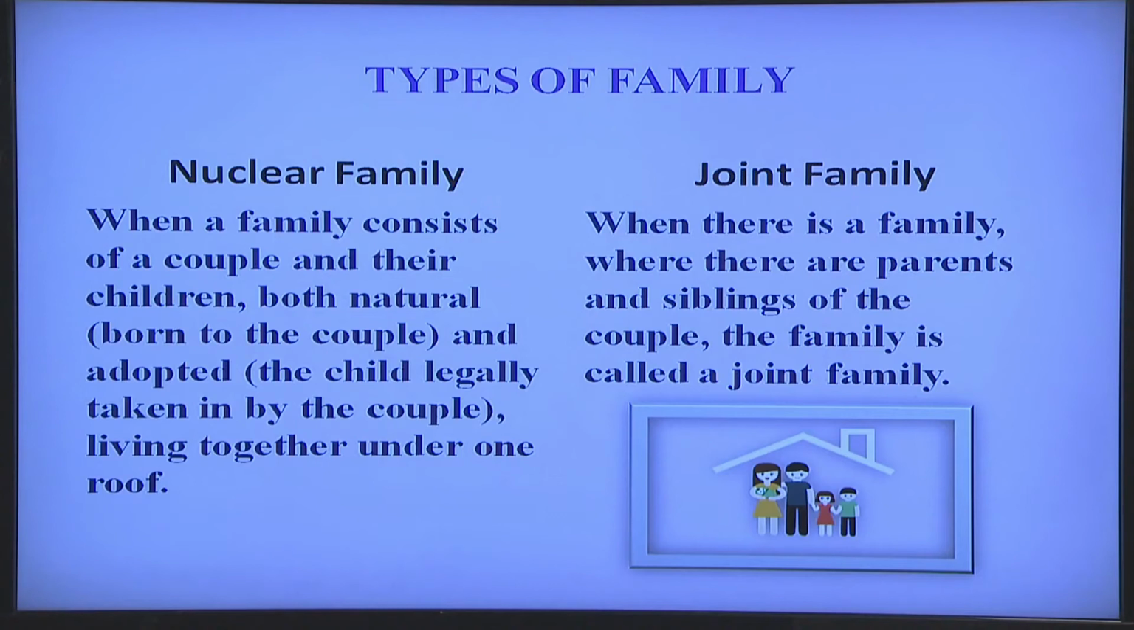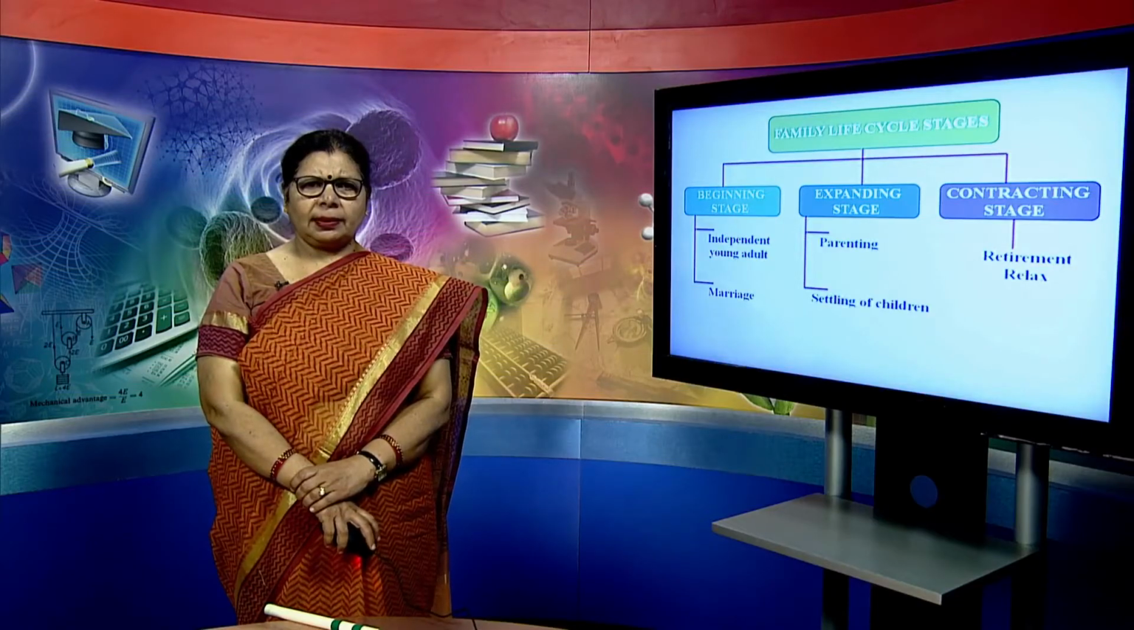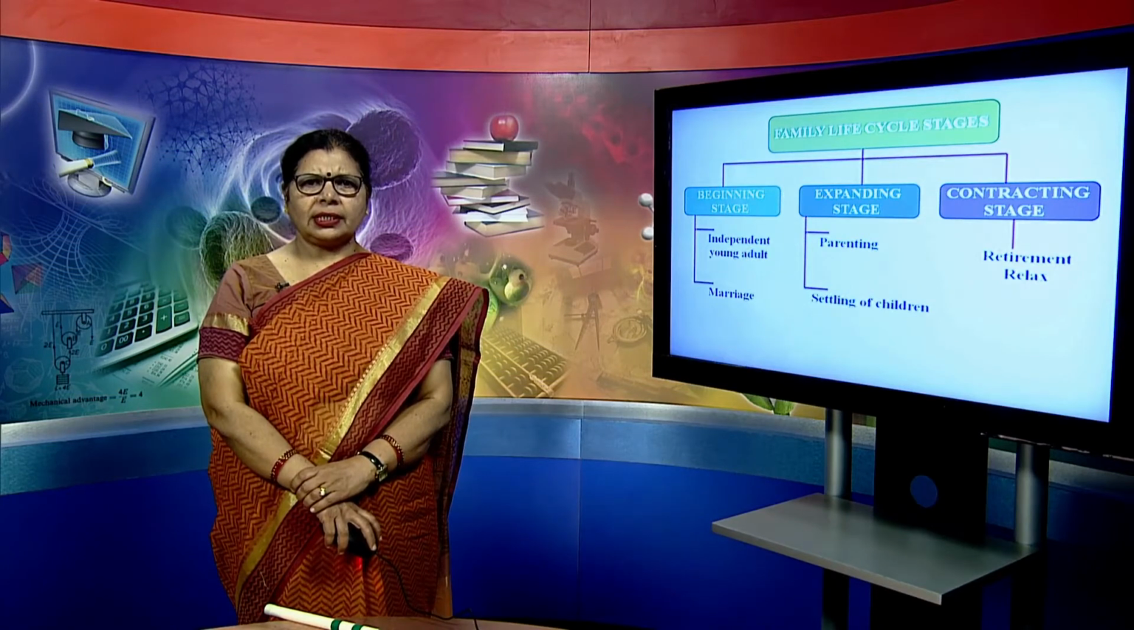In nuclear family, a family consists of a couple and their children, both natural, born to the couple, and adopted, the child legally taken by the couple, living together under one roof. In joint family, there are parents and siblings of the couple, and the family is called joint family. In this lesson, a lot of stress is given on the life stages.